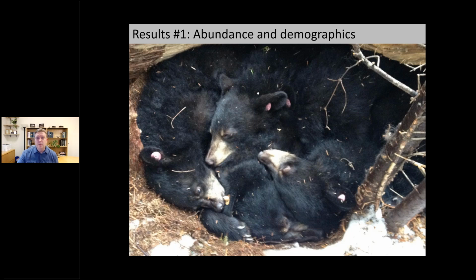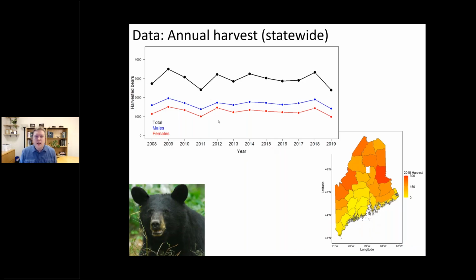So the first thing I'm going to jump right into is looking at the data from the harvest and the estimated abundance. What you're seeing here is the actual raw data of annual harvest statewide. Overall, there were about 3,000 bears being harvested each year across the entire state, with more males than females being harvested, but fairly consistent trends through time. You also notice that the number of bears being harvested by management district is extremely variable across the state, with the largest number being harvested primarily here in the north, east, and western sections, and very few bears being harvested here in the southwest.